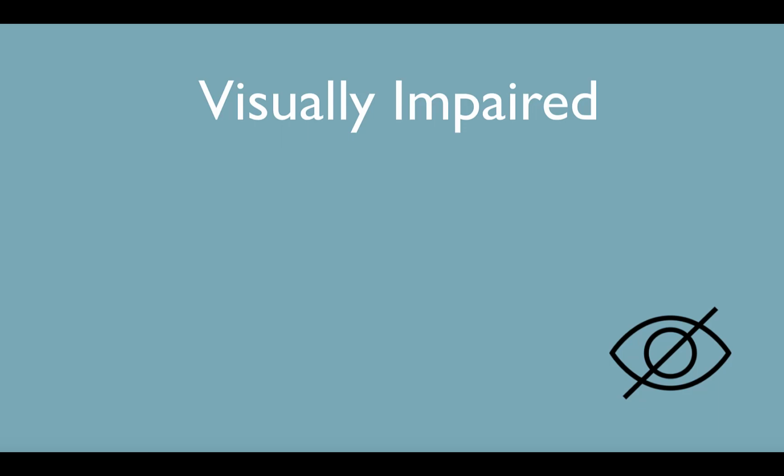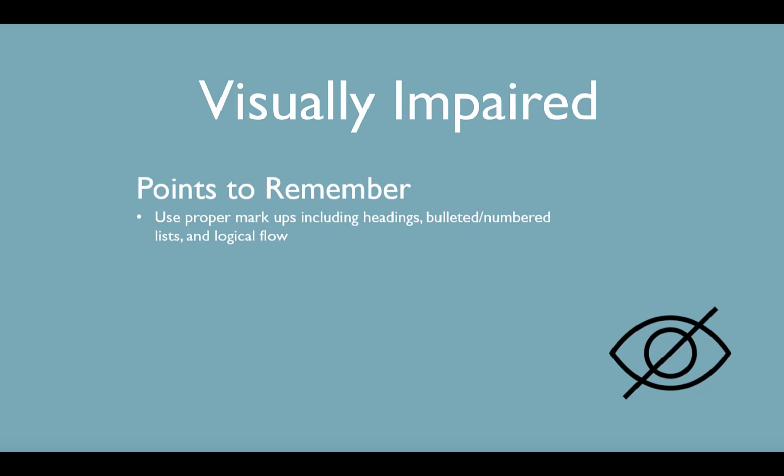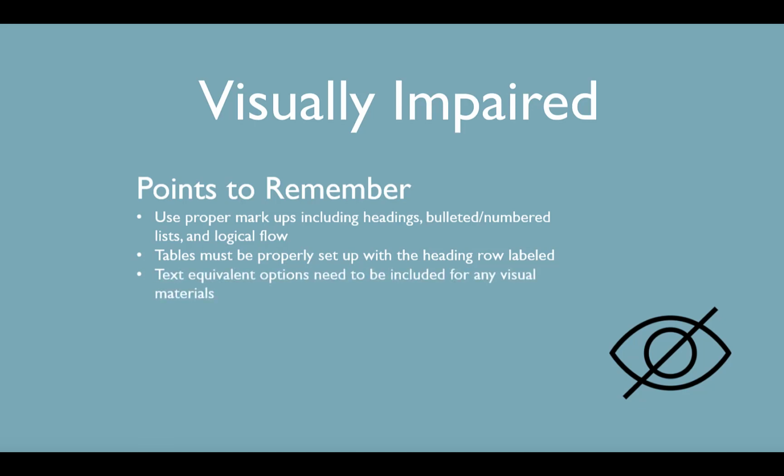There is a document below under the optional tools for application that includes this information along with links to several useful examples. When preparing materials for a screen reader, here's some points to remember. Use proper markups, including headings, bulleted or numbered lists, and a logical flow. Tables must be properly set up with a heading row labeled. Text equivalent options need to be included for any visual materials. Alt text or descriptions must be included for any graphics. All of these things will be explained in more detail later in the course.